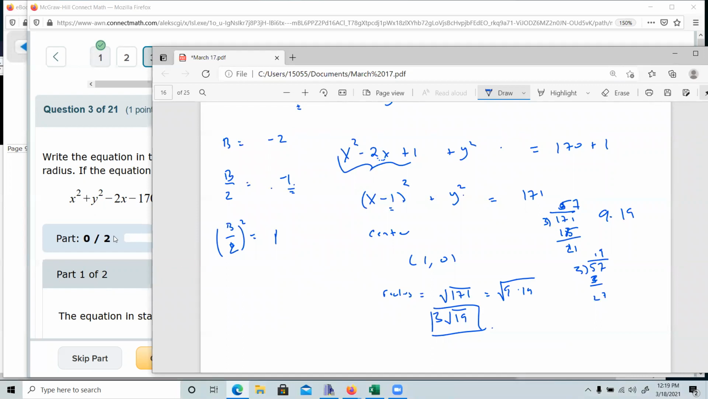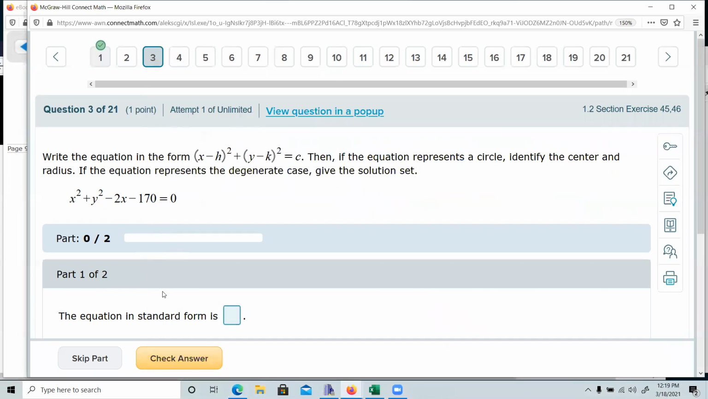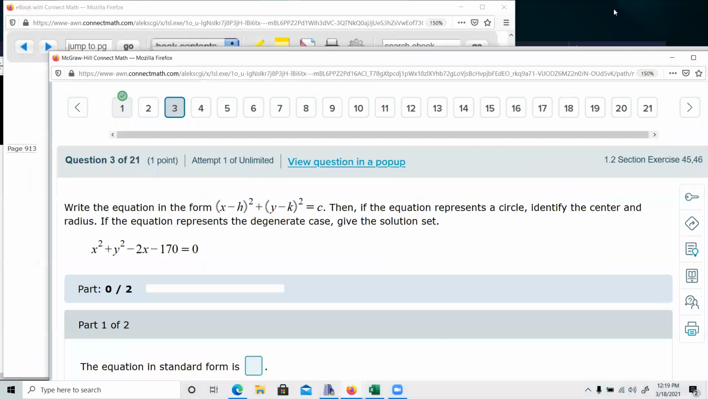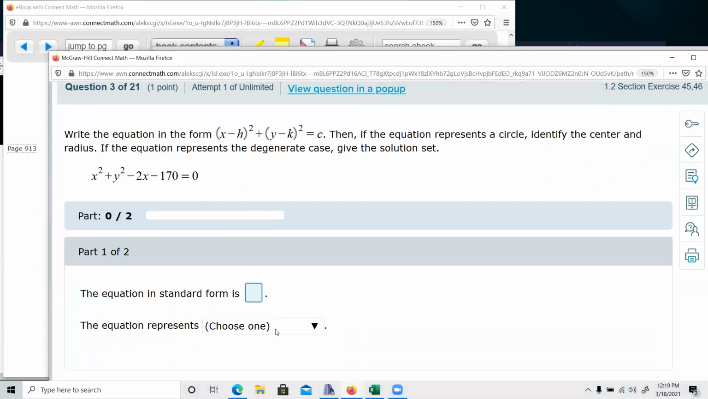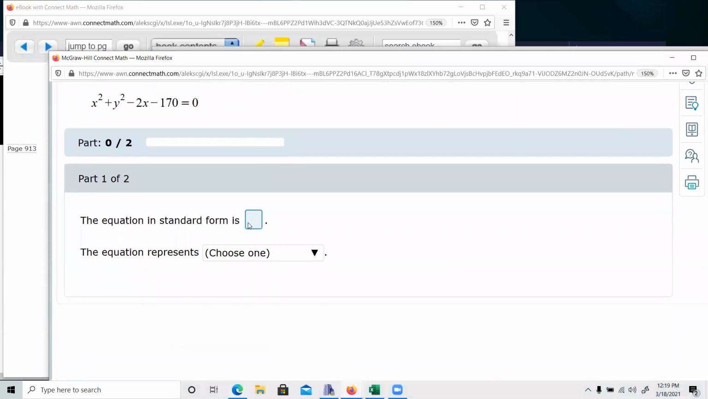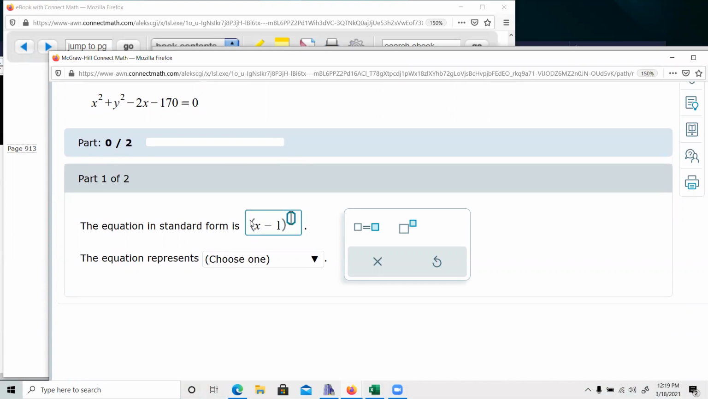I have a feeling if I type in the square root of 171, it's going to say that is not in reduced form. So it doesn't want the decimal. It's going to want 3 root 19. So the equation in standard form, this is what they mean by standard form: x minus 1 squared plus y squared equals 171.